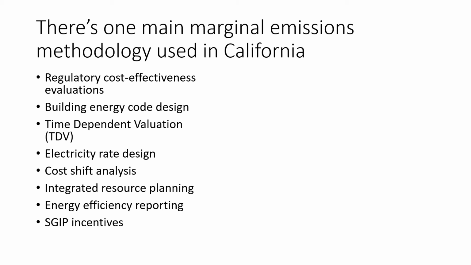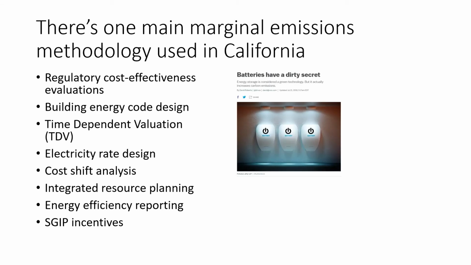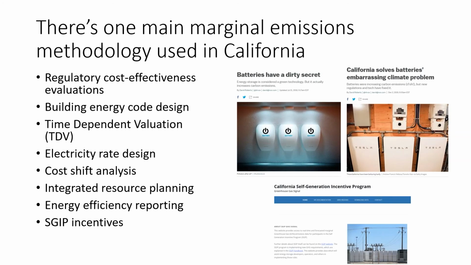But a couple of years ago, one program in particular, the SGIP program, which incentivizes behind-the-meter energy storage, gained a lot of media attention, at least in the energy world, because it was found that these batteries were actually increasing greenhouse gas emissions because they were simply optimizing based on the cost of energy. So this was a big problem, and a working group was convened, and they ended up using the same methodology that had been used in these other applications, in an adapted way, to provide an emission signal to incentivize batteries to reduce their greenhouse gas emissions.